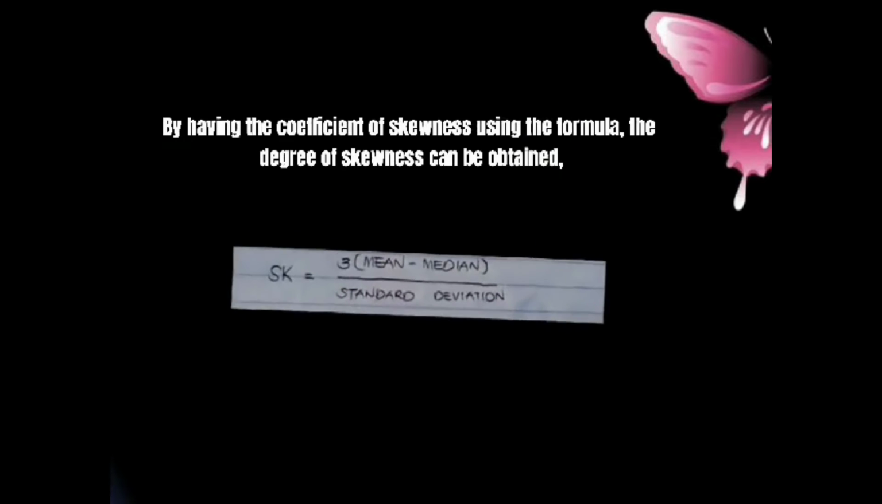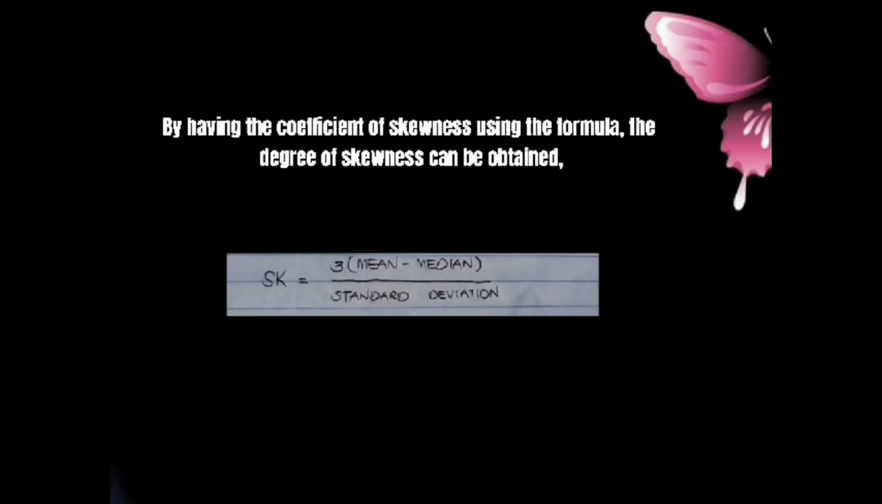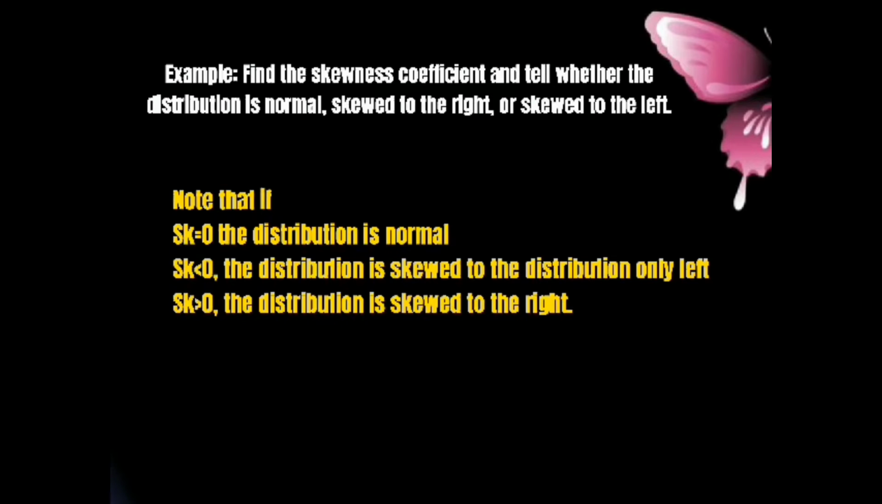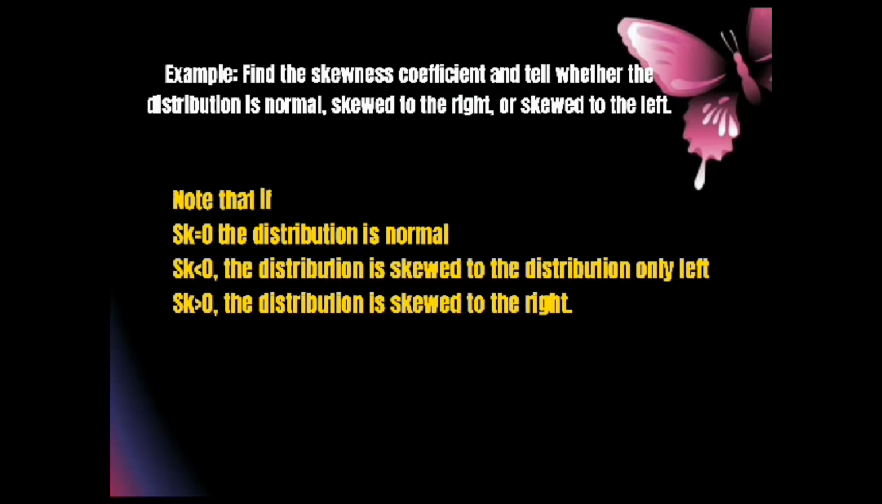So let's have the computation on how to find out the skewness. By having the coefficient of skewness using the formula, the degree of skewness can be obtained. For example, find the skewness coefficient and tell whether the distribution is normal, skewed to the right, or skewed to the left. Note that if Sk is equal to 0, the distribution is normal. If Sk is less than 0, the distribution is skewed to the left. And if Sk is greater than 0, the distribution is skewed to the right.